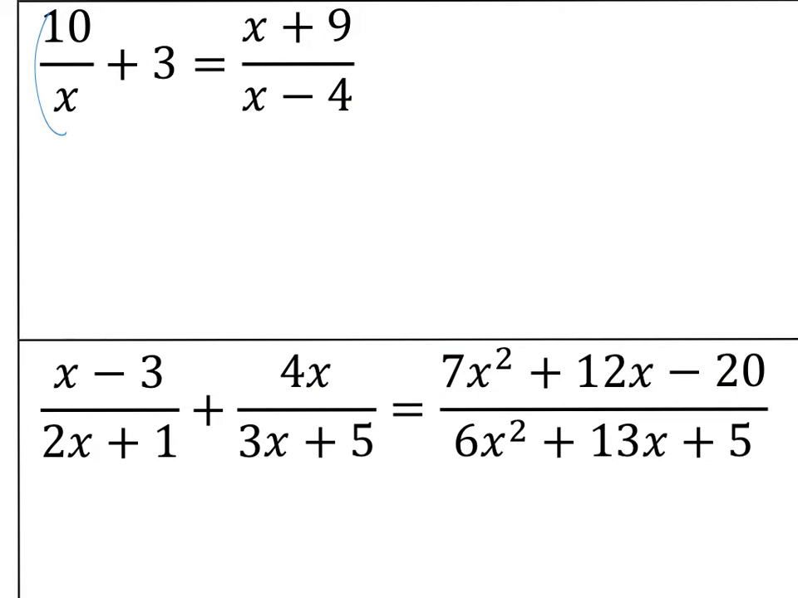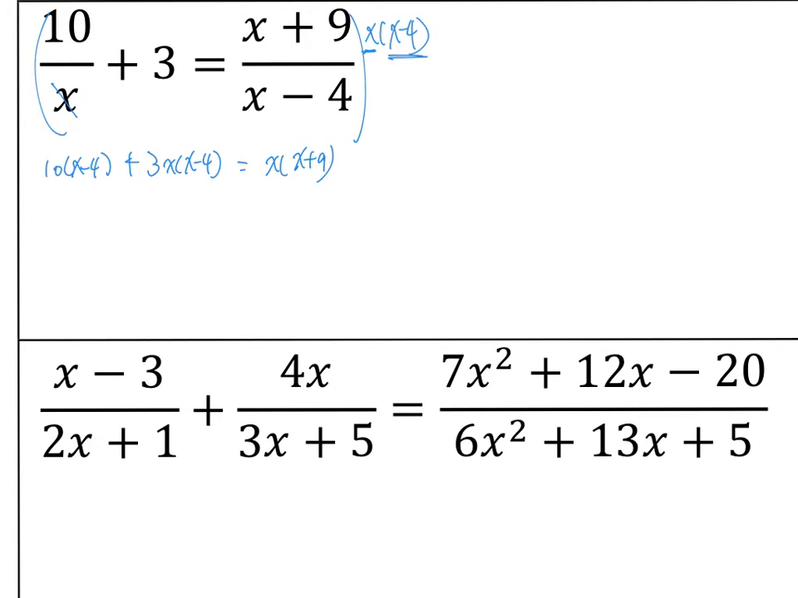Okay, and again, x times x minus 4, that's our LCD. Cancel out the x for this one, and we have x minus 4, 10 times x minus 4. This next one takes both factors, and this one we cancel out the x minus 4, we're left with the x, so equal to x times x plus 9.